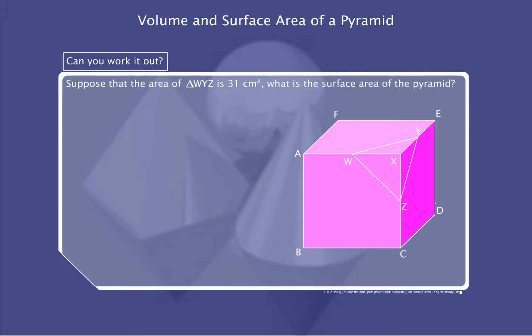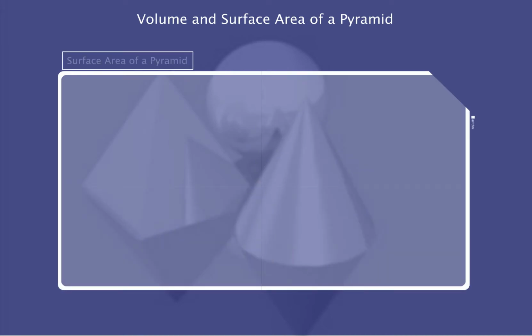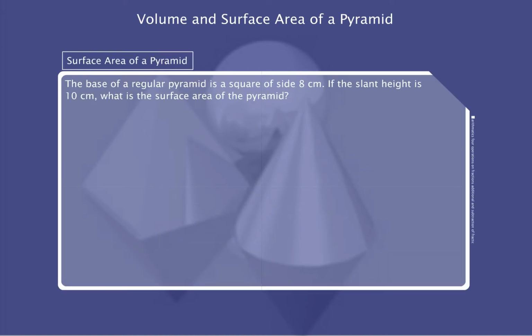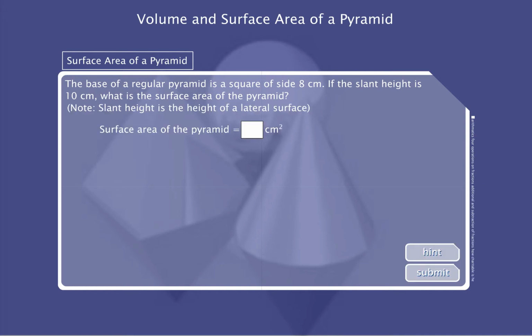Suppose that the area of triangle WYZ is 31 square centimeters. What is the surface area of the pyramid? The base of a regular pyramid is a square of side 8 centimeters. If the slant height is 10 centimeters, what is the surface area of the pyramid?